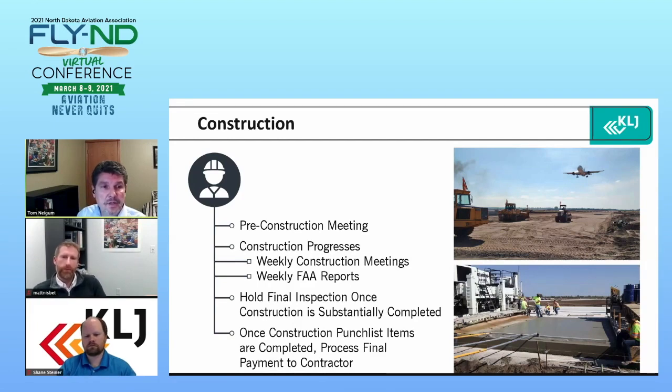So then you get through construction, and then you hold the final inspection once the project's completed, and then develop a punch list of construction items and paperwork that the contractor has to complete. And really send them that summary so they're aware of what remains to be completed. And then once the punch list items are completed, you can process the final payment to the contractor.